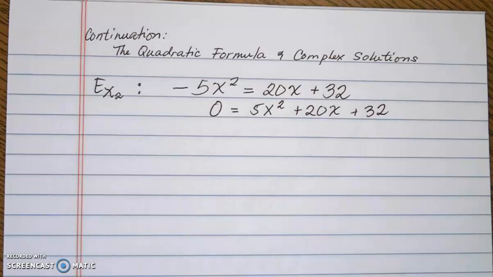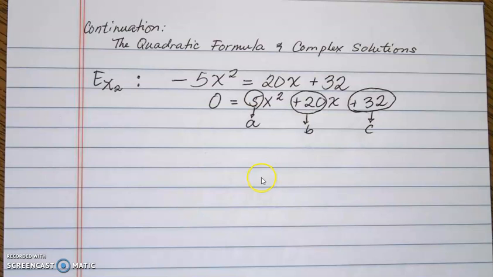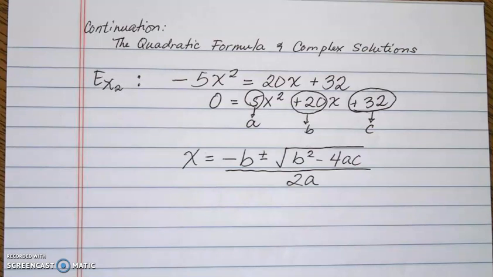Like this, and then we're now able to identify our A, B, and C. Okay? This is our A, this is our B, this is our C. Again, I would like to emphasize to you that when you are getting your A, B, and C, they go with their signs.